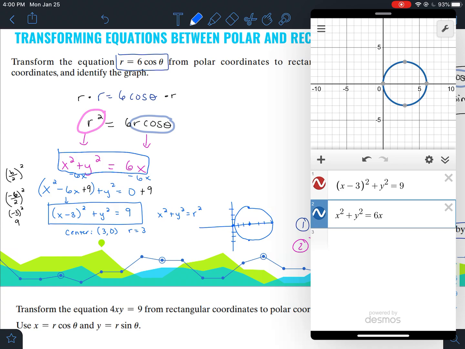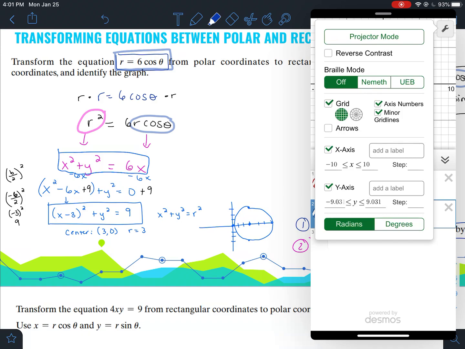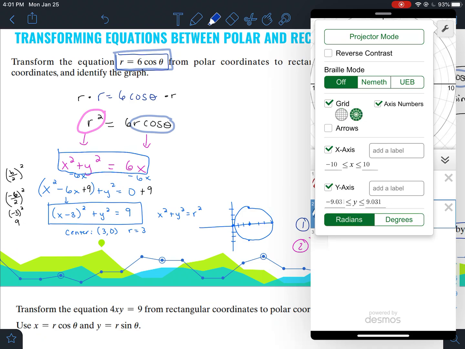Desmos will also graph that original equation, r equals 6 cosine theta. If you hit the little wrench button and change your grid, notice on the right under off it says grid, and right now the green one looks like rectangular. If you hit the one that looks like a spider web, now we're in polar form.